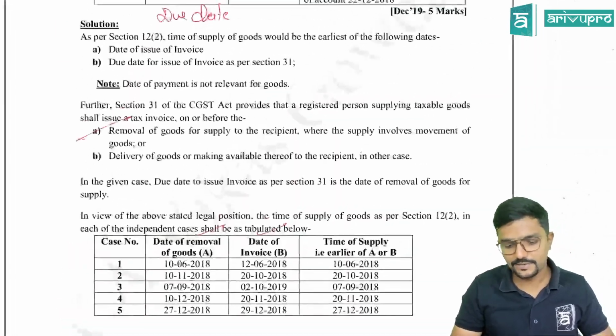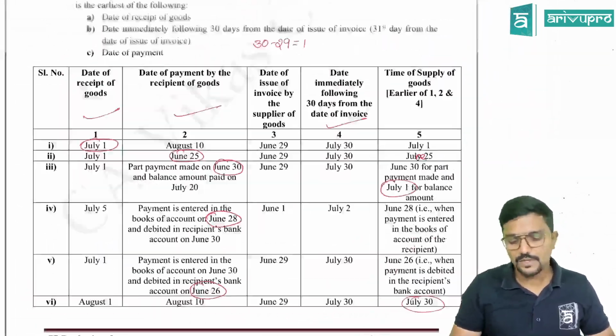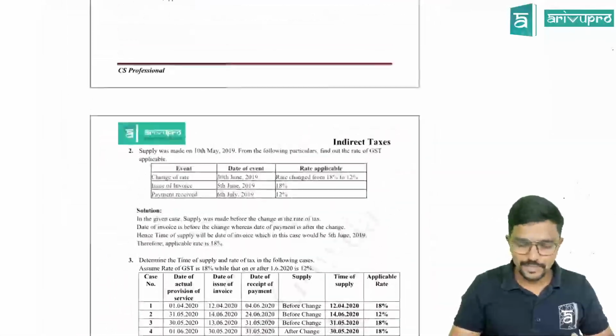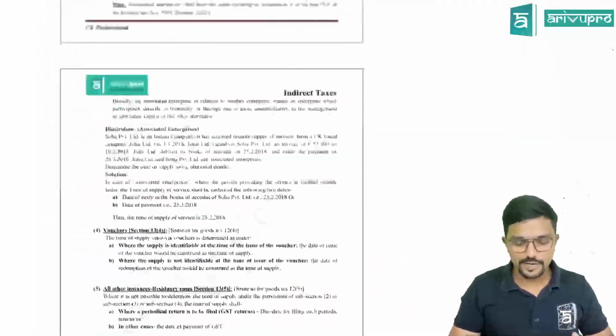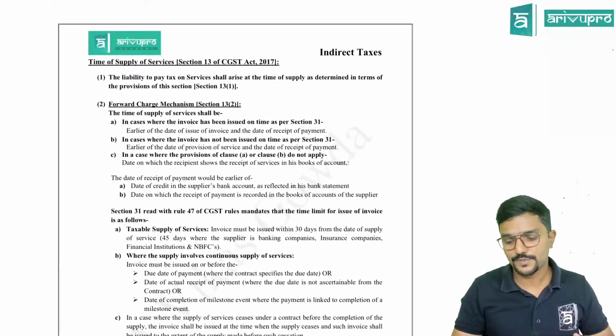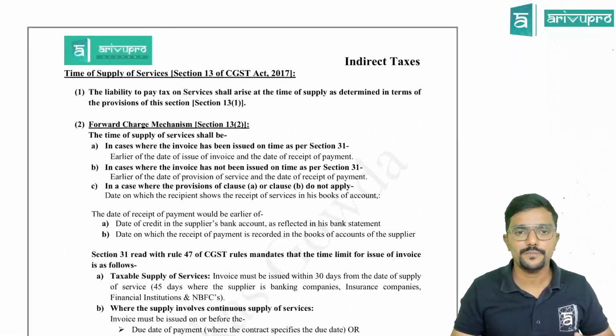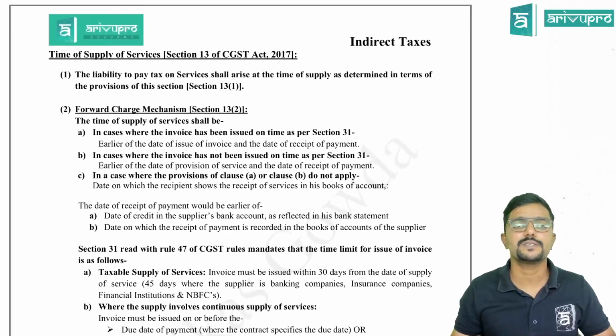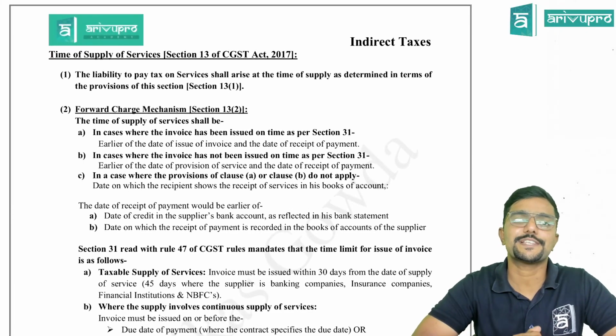Chalo guys, we are done with the goods part. The time of supply for goods is given in section 12. We have covered the provision and we have also done the problems. So we'll stop this video here and we will continue with sections 13 and 14 in the next video, guys.